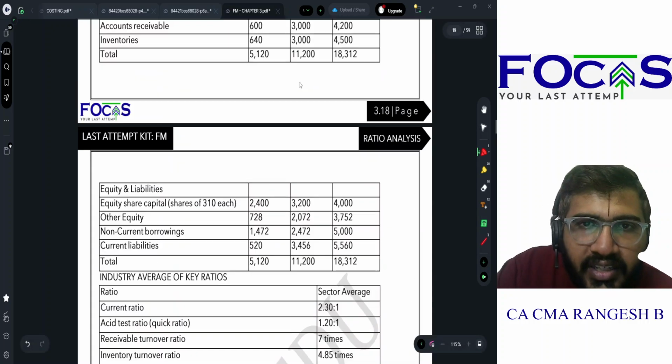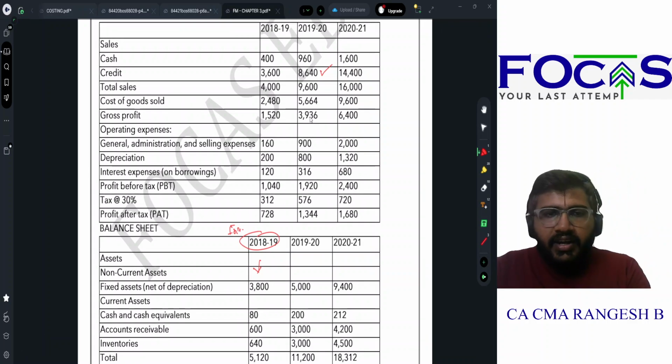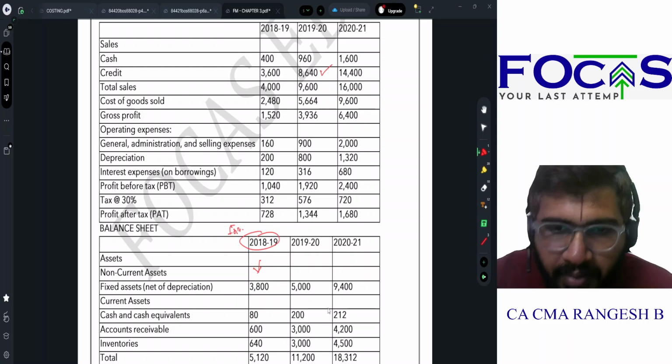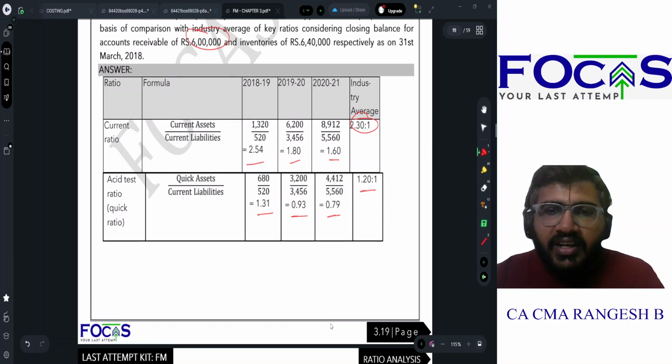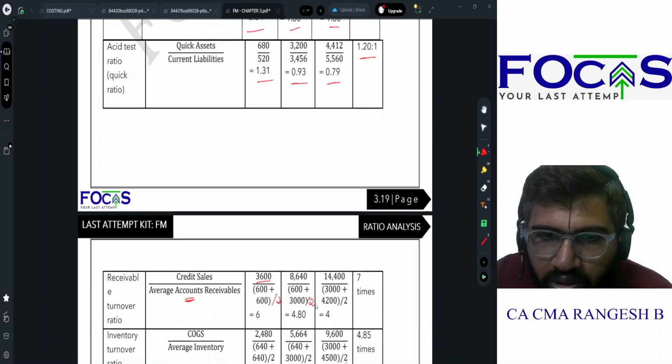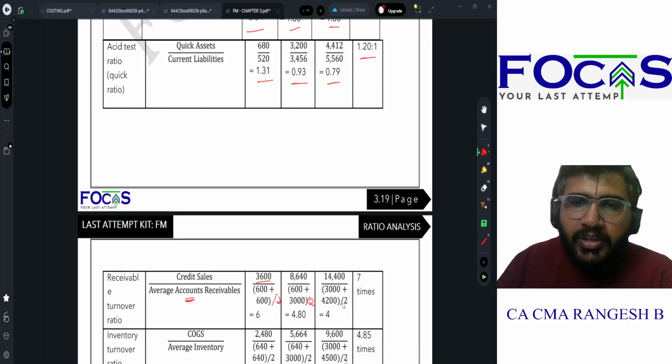Similarly, next year credit sales is 8,640. My opening accounts receivables is 600. My closing accounts receivables is 3,000. So 3,000 plus 600 divided by 2. Similarly, 3,000 plus 4,200 divided by 2. My industry average is how much? 7 times.